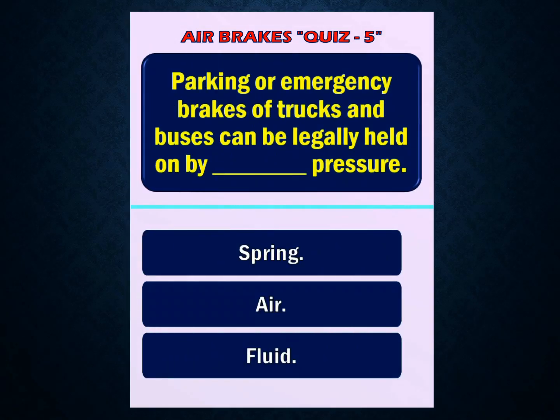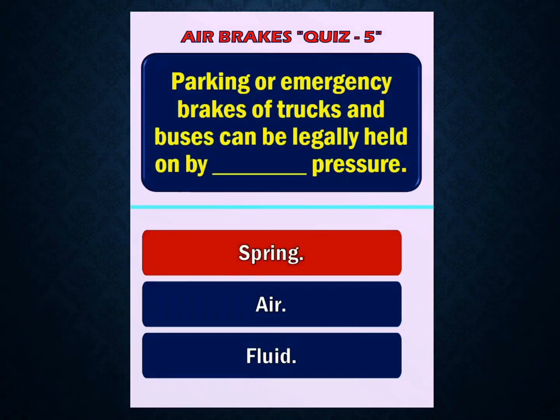Parking or emergency brakes of trucks and buses can be legally held on by blank pressure. The correct answer is A. Spring.